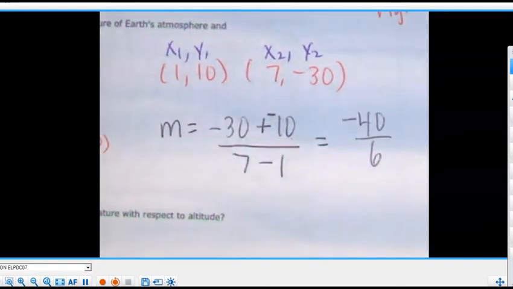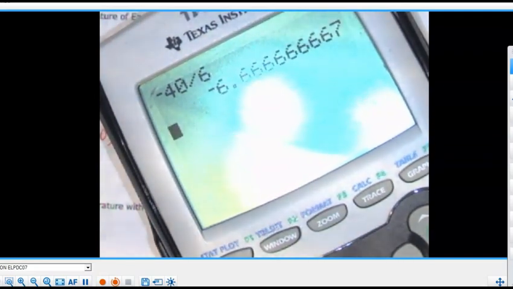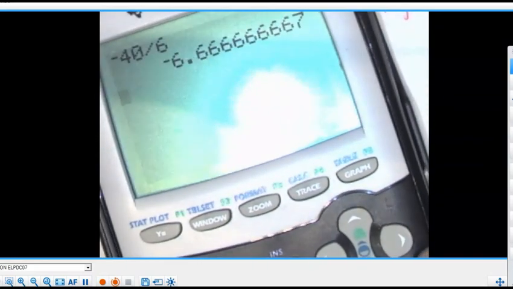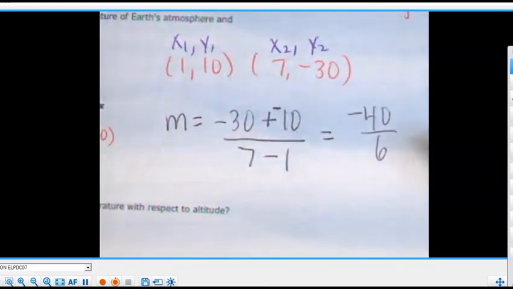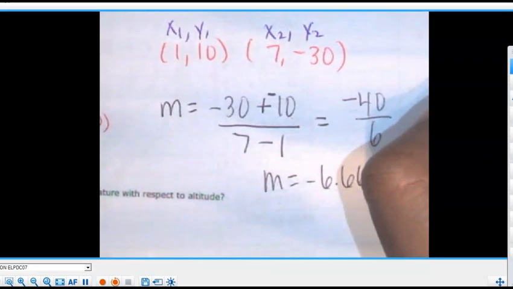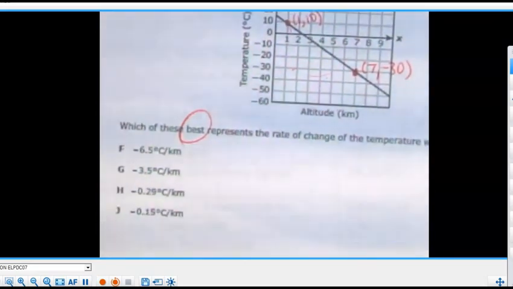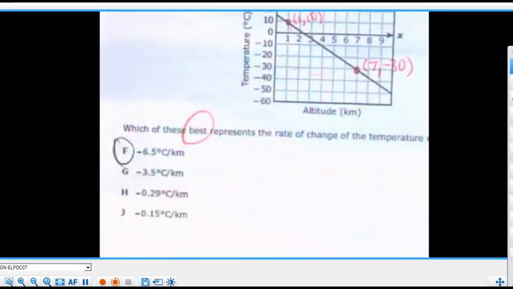So then I get my calculator because I don't see that as an answer choice. My answer choices are in decimals. So I'm going to do negative 40 divided by 6, hit enter. And you can see negative 6.66667, right? So the closest thing to that, I write it down, m is equal to negative 6.667. The closest thing to that is F, I'm sorry, that's it.